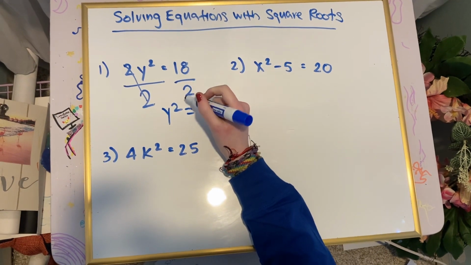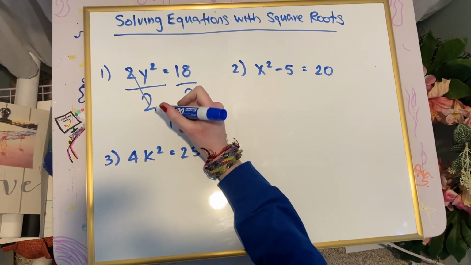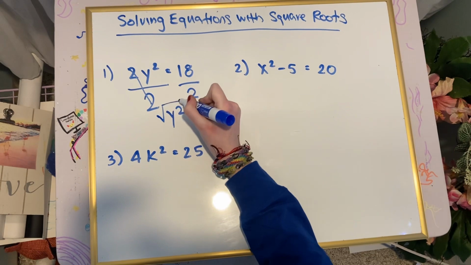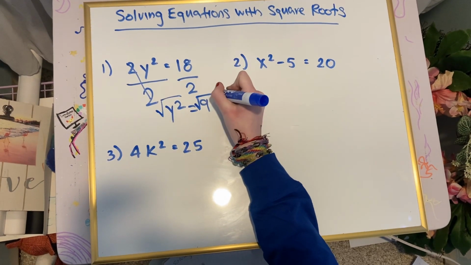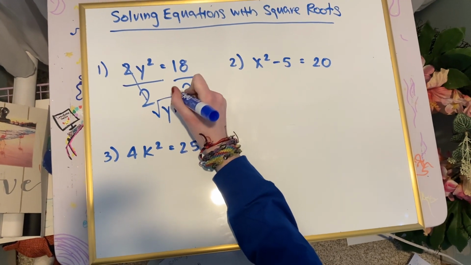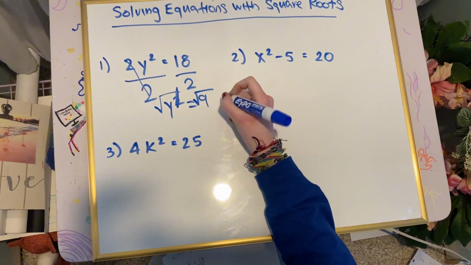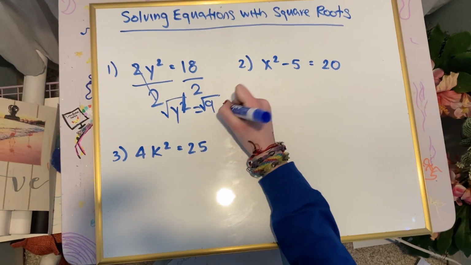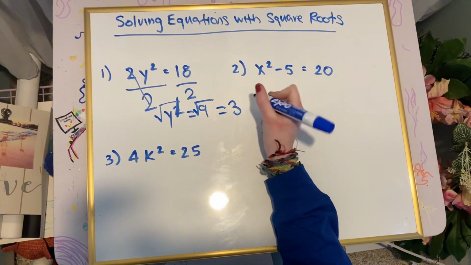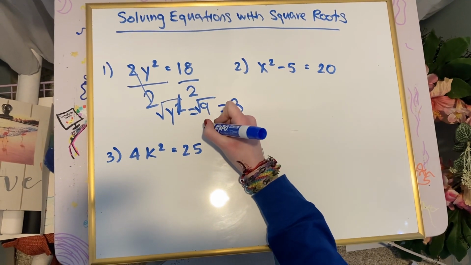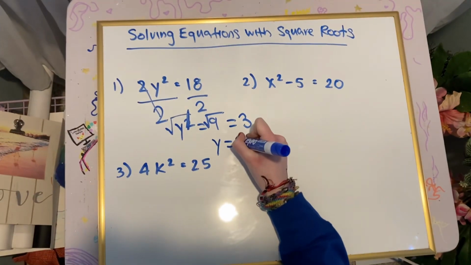Now what we're going to do is take the square root of y squared and 9 to cancel out the 2. And now the square root of 9 is 3. So the answer is y equals 3.